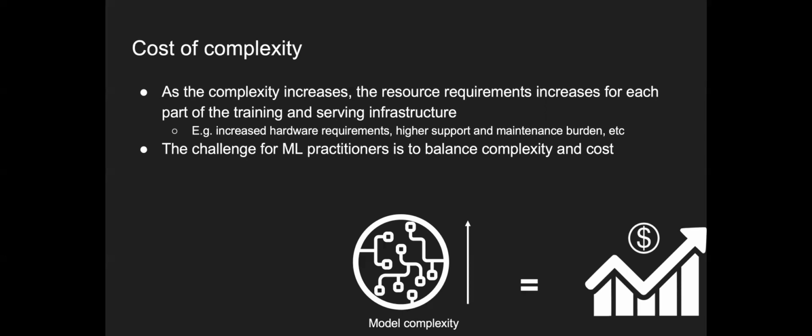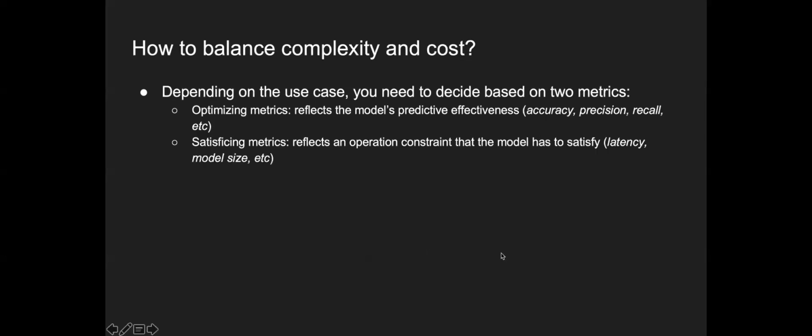And how can we find the balance between complexity and cost? That depends on the use case. You need to decide based on two metrics. The first is optimizing metrics, which reflect the model's predictive efficiency, like accuracy, precision, recall, and many other metrics. Good values in these metrics are a strong signal about the quality of your model.